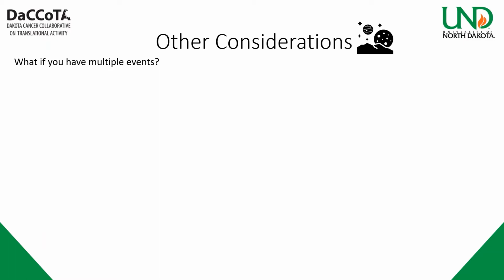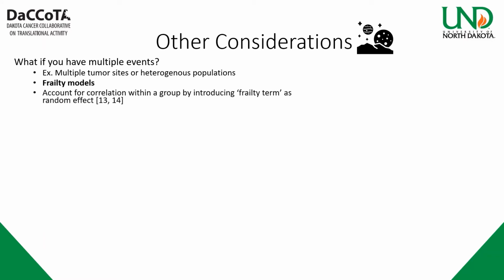So the first one here is, what if you have multiple events? So for example, you have multiple tumor sites on mice, or more abstractly, a very heterogeneous population that has a lot of variation that you want to control for. Well, you can use what's called frailty models. They account for correlation within a group by introducing a frailty term as a random effect. And so the idea is to consider events. So if you have multiple tumor sites, each tumor as the locus is the smallest level, and then the person the tumor's in, or the family, or the litter, as the random effects.